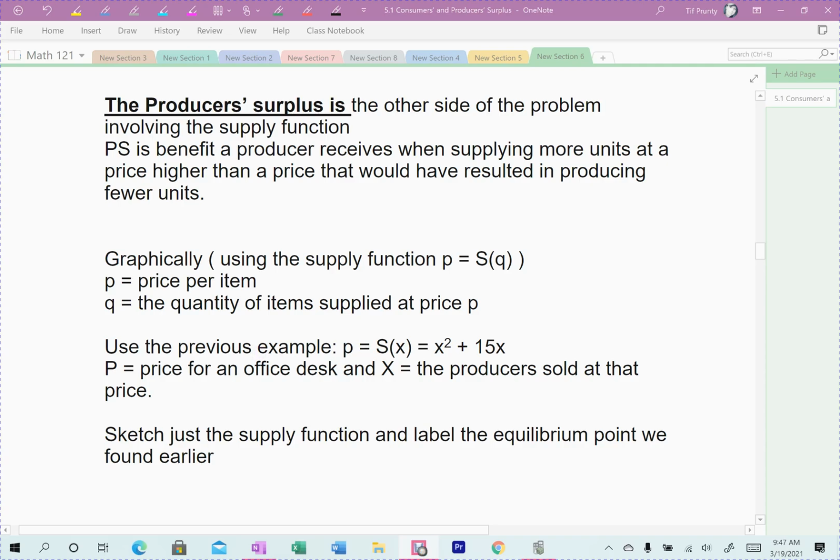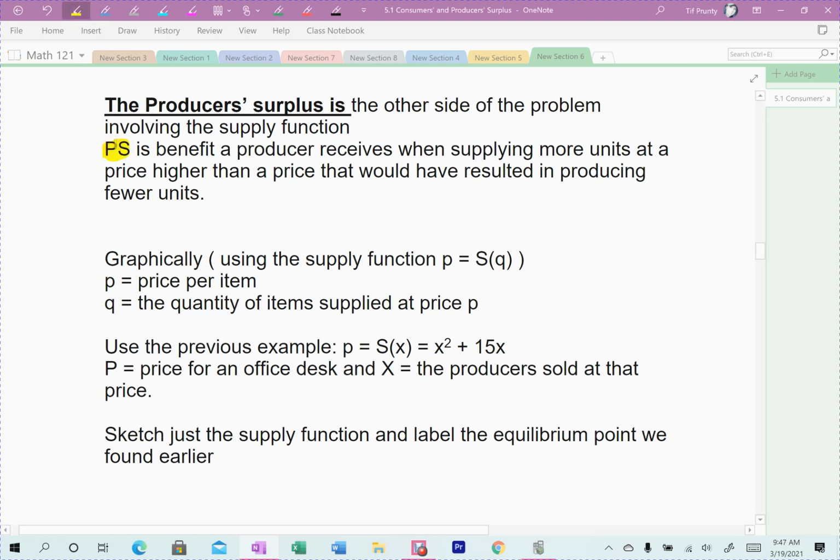All right, now the other side of the coin, the other side of the market. So we did the consumer surplus, now the producer surplus: the manufacturers, the creators, the artists, whatever it is that they're producing. These are the producers. I label producer surplus as capital P, capital S, instead of writing it out. So make sure you're aware of that.